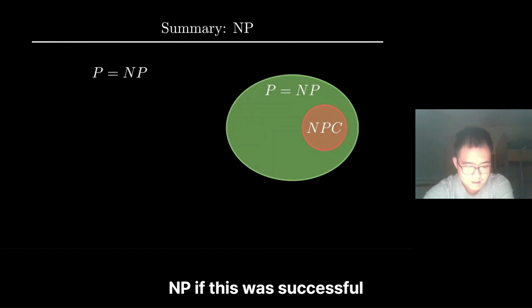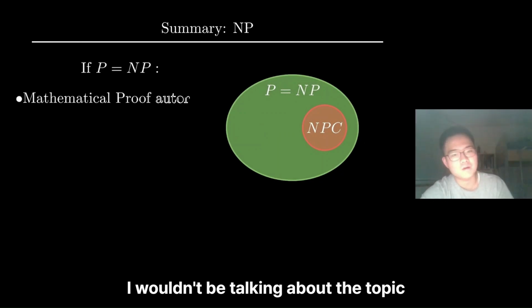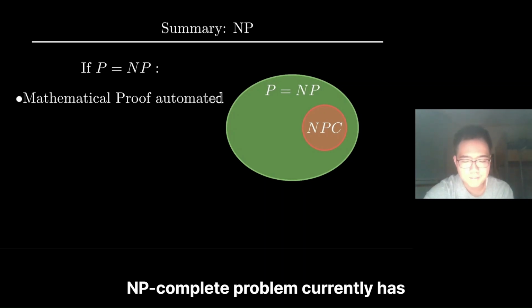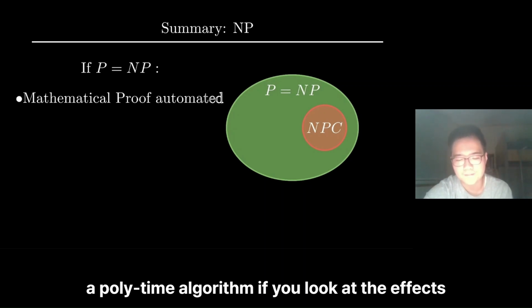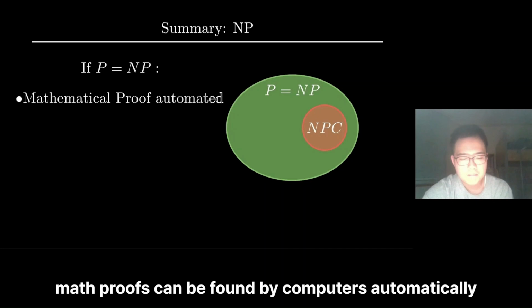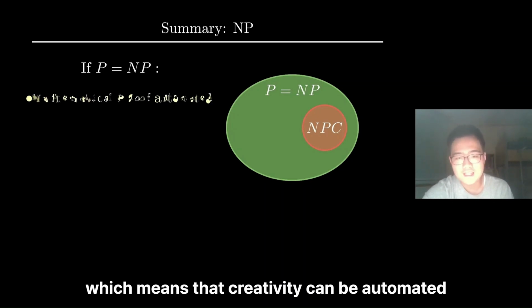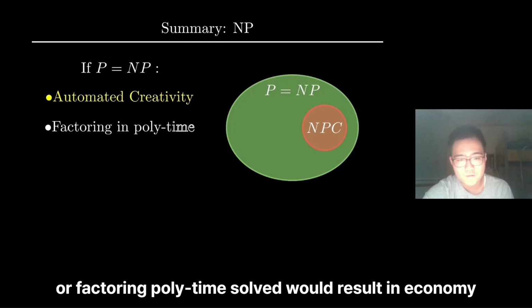If this was successful, I would be talking about the topic. Unfortunately, no NP-complete problem currently has a known polytime algorithm. If you look at the effects again, math proofs could be found by computers automatically, which means that creativity could be automated, or factoring could be solved in polytime, potentially collapsing the economy. That's why most scientists agree that P does not equal NP.